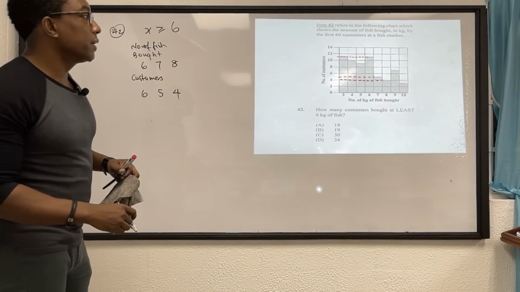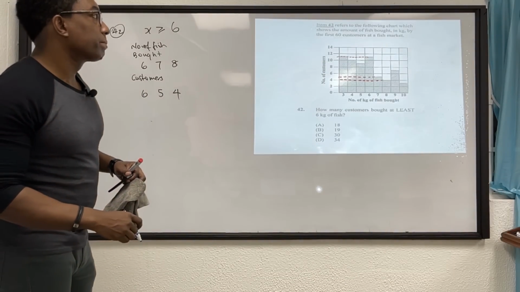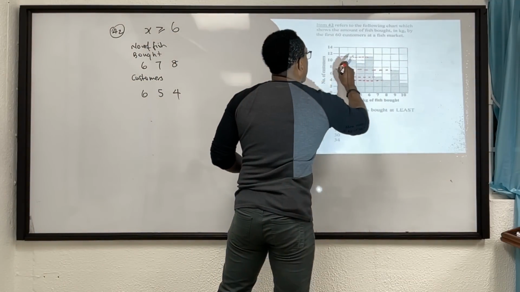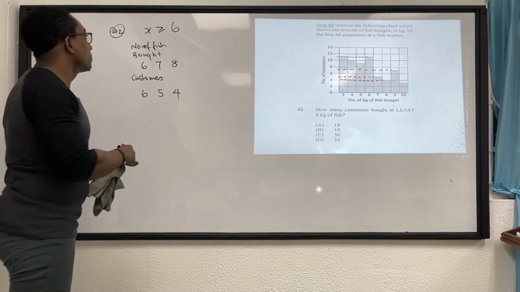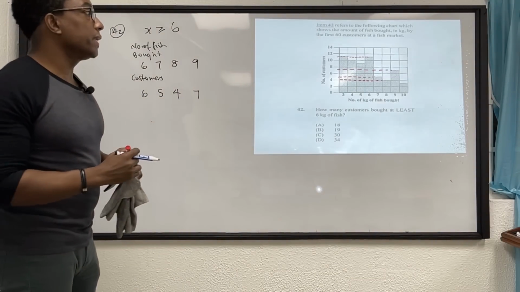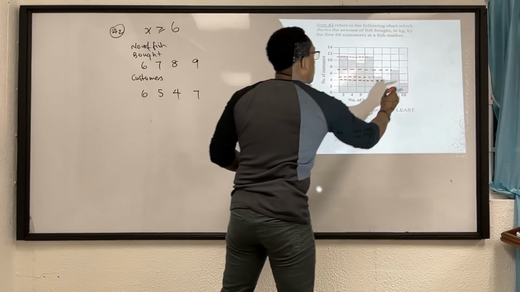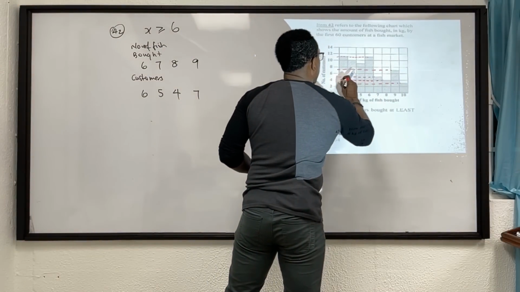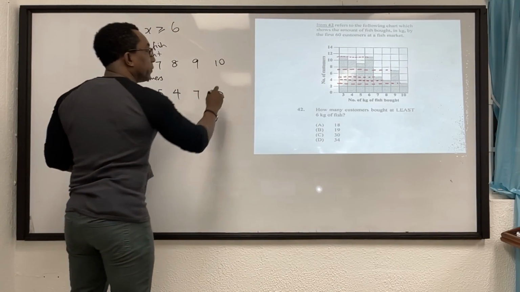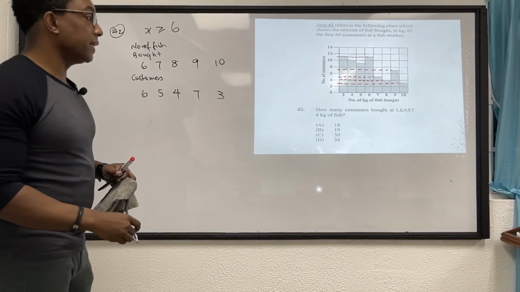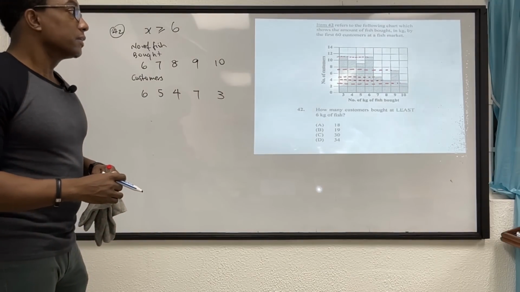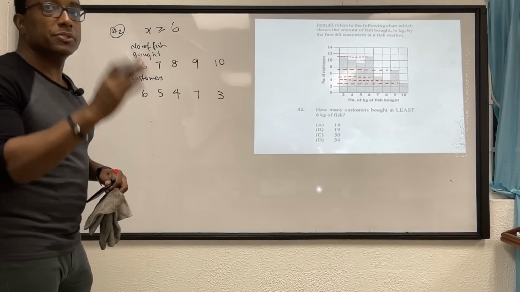How many customers bought 9? That will correspond to 7. And how many customers bought 10? That will correspond to 3 customers. So 3 customers bought 10 fish. So how many customers bought at least 6 kilograms of fish, which will be 6 or more?